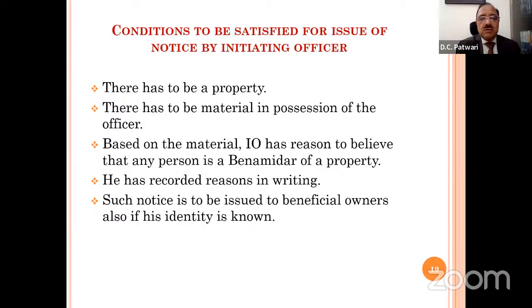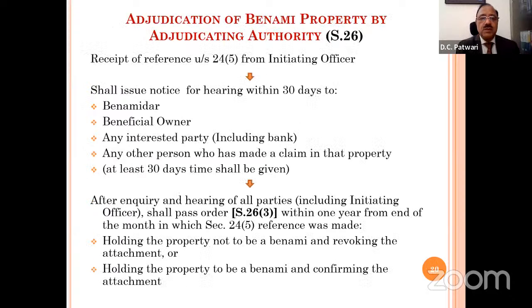The conditions required for initiating issue of notice: there has to be a property, there has to be material in possession of the officer. Based on the material, the initiating officer has reason to believe that a person is a Benamidar. That means all the elements which I discussed while discussing a Benami transaction have to be present. He has recorded reasons in writing and then issued notice to the beneficial owners also.